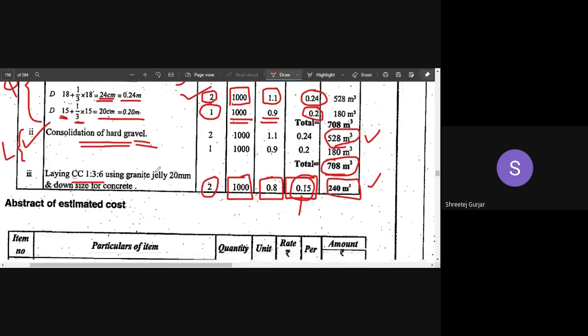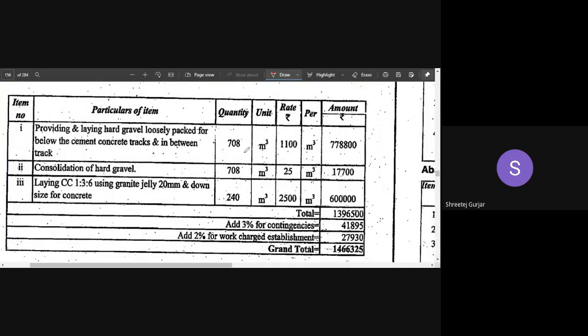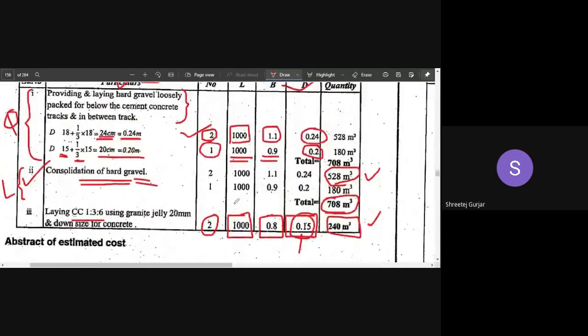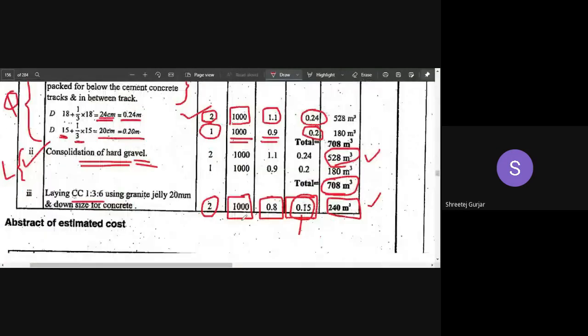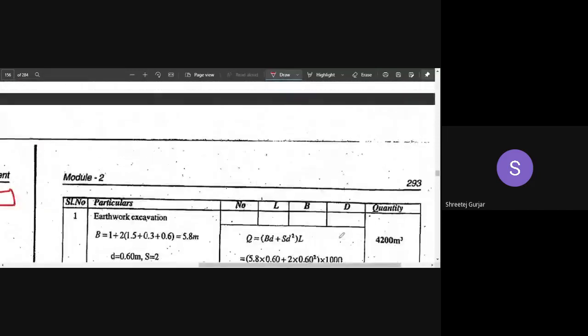Once this is done, you can prepare an abstract. Quantity into rate will give you amount. Do not forget to add 3 and 5% extra, and then write the grand total. Okay, easy, right? No problem. If you didn't understand any part, please let me know.